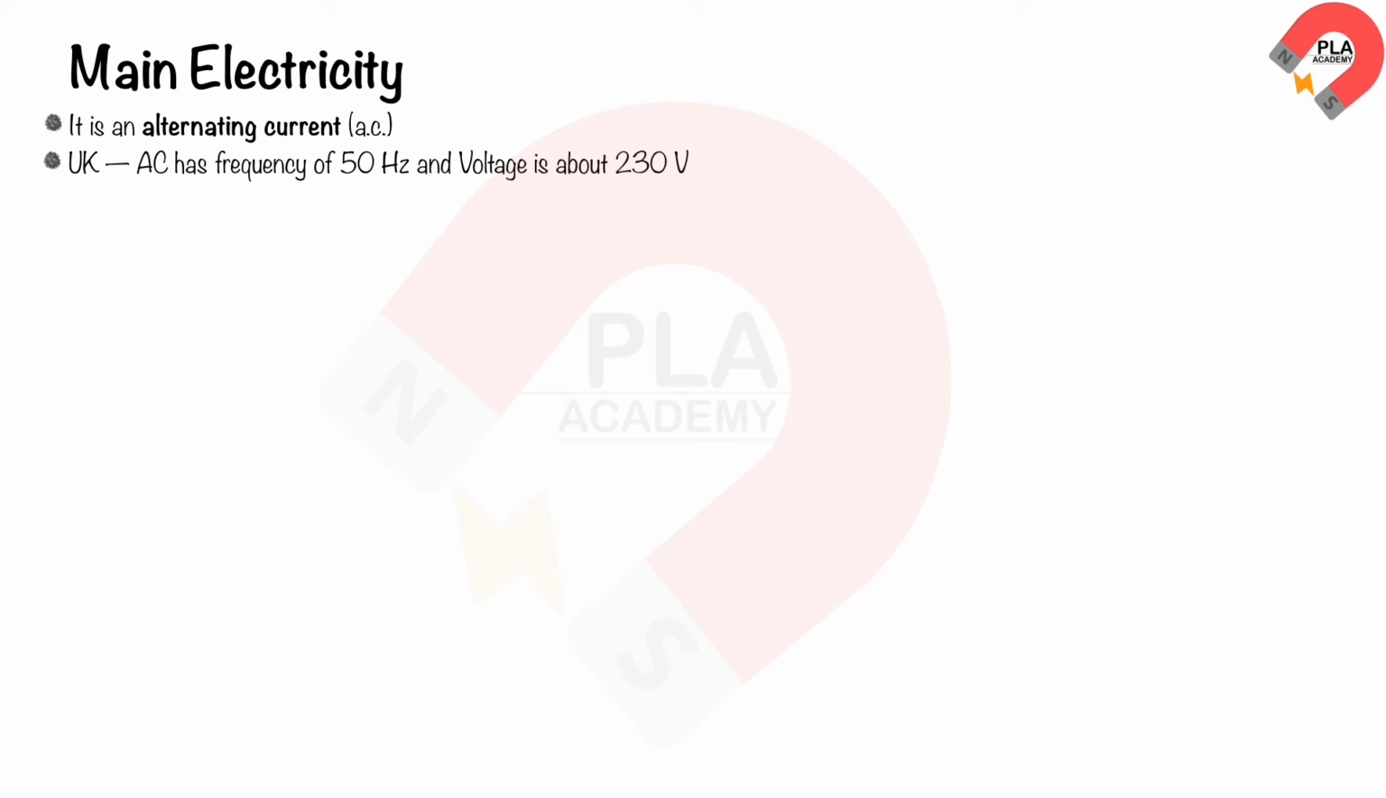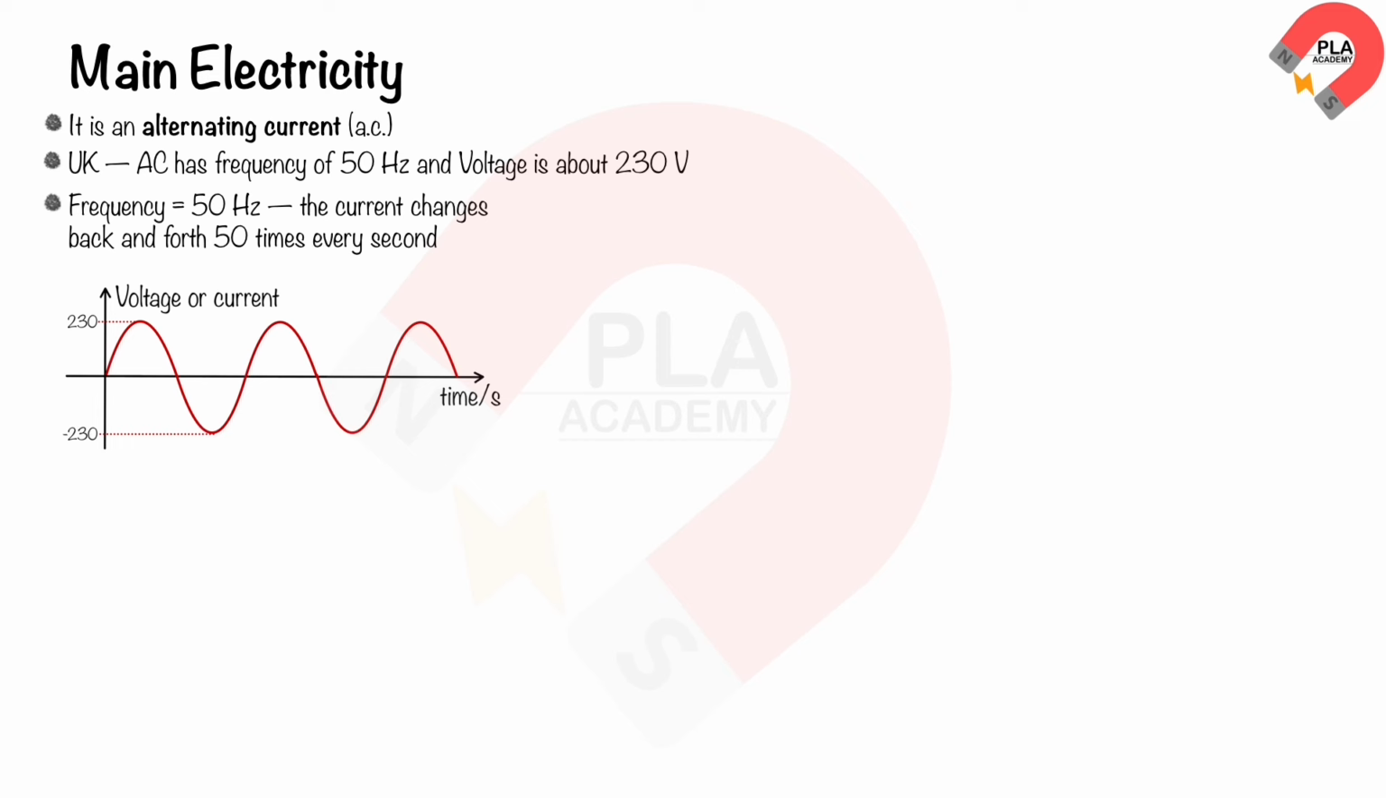Mains electricity. Mains electricity is the electricity generated by power stations and transported around the country through the national grid. Mains electricity is an alternating current supply. An alternating current is a current that flows back and forth. In the UK, the domestic electricity supply has a frequency of 50 Hz and a voltage of about 230 volts. A frequency of 50 Hz means the direction of the current changes back and forth 50 times every second. This creates the waveform as shown.